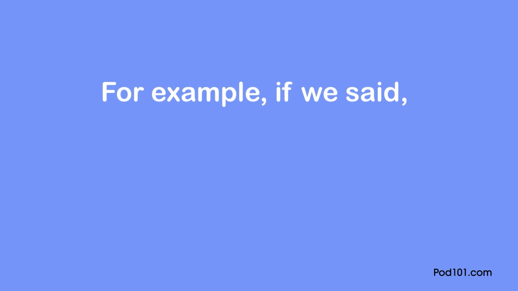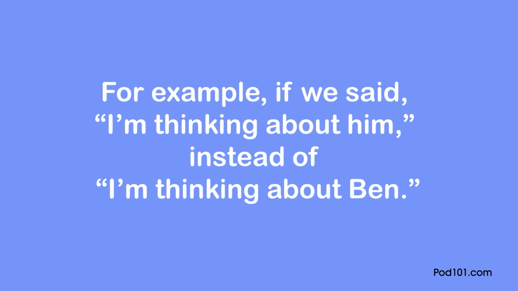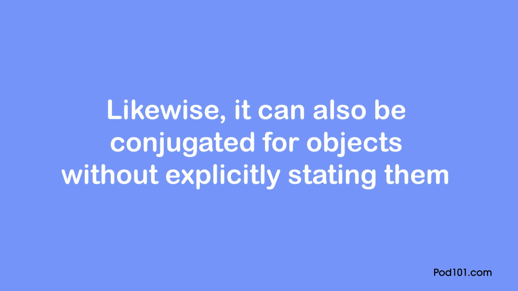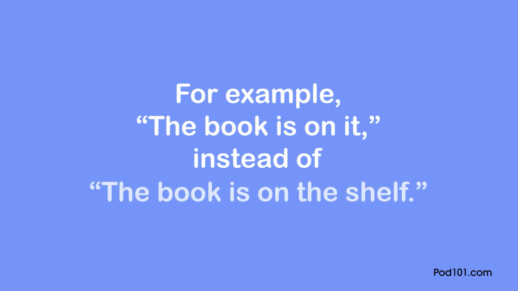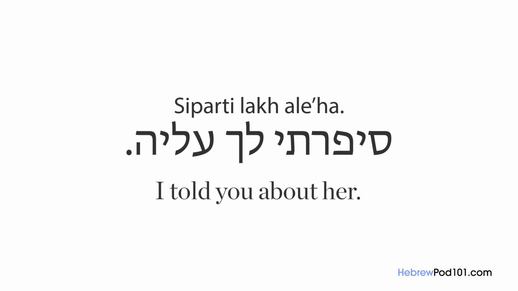For example, if we said, I'm thinking about him, instead of, I'm thinking about Ben. Likewise, it can also be conjugated for objects without explicitly stating them. For example, the book is on it, instead of, the book is on the shelf. Here are a few examples for conjugations of the word al.